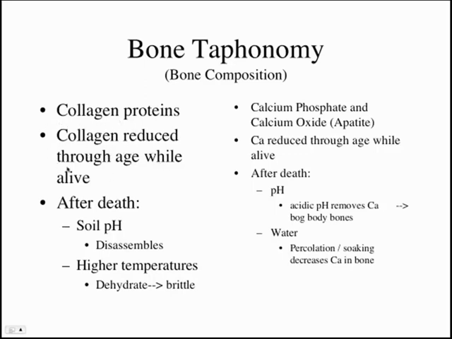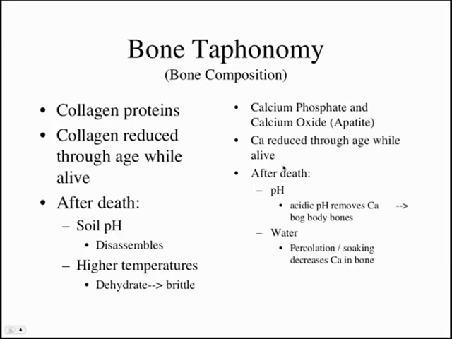Here what we're talking about is osteoporosis, the loss of density of the bone. But someone, even if they die young, if they're in the right conditions, can look osteoporotic. So we can't necessarily make a judgment about the age of an individual based on the advancement of osteoporosis, unless we take into account the taphonomic potentials: higher temperatures, soil pH.